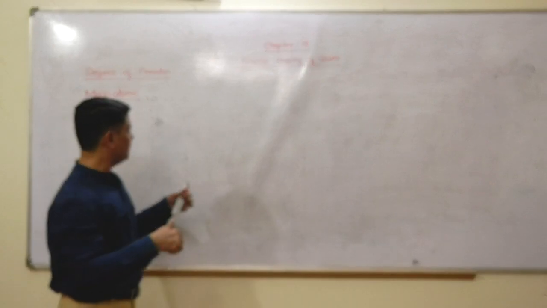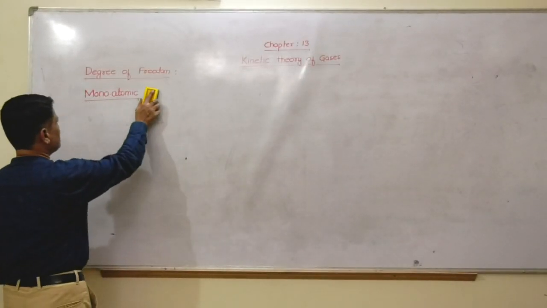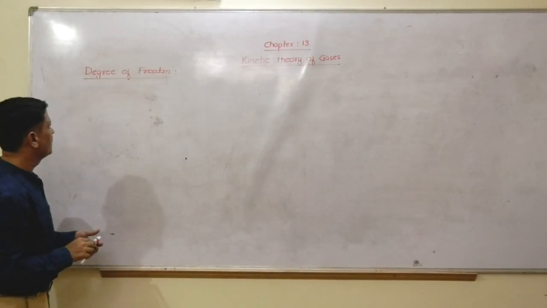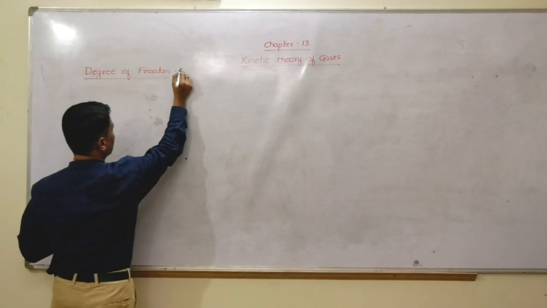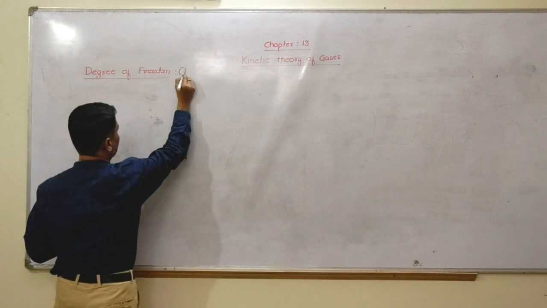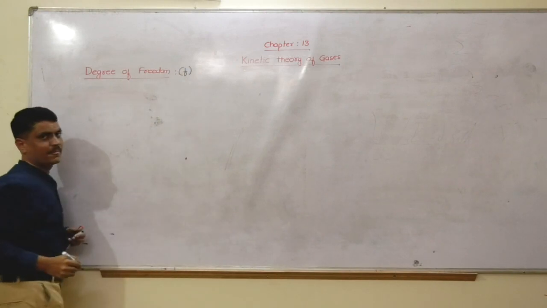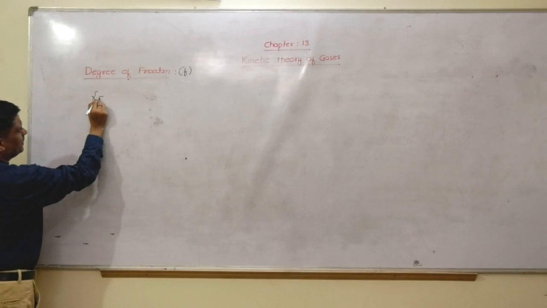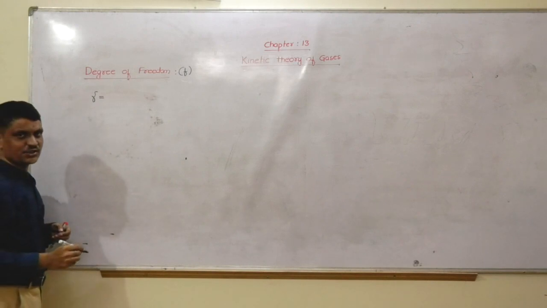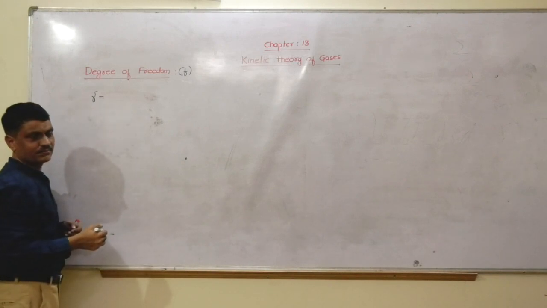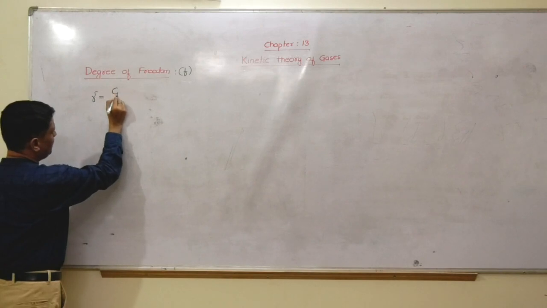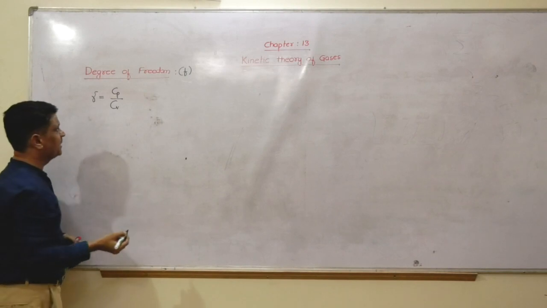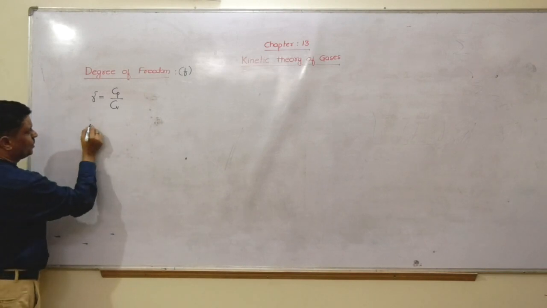Before going to atomicity, in general, we'll write this degree of freedom, which today I am representing by the alphabet F. Then the ratio of specific heats, that is gamma. You know it is nothing but Cp divided by Cv. That I have already taken in the last topic.